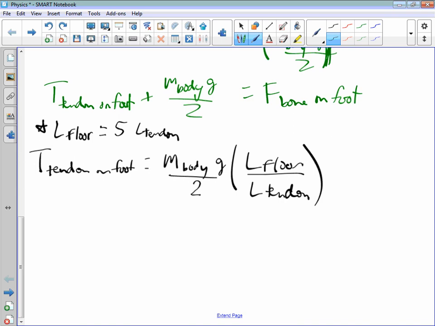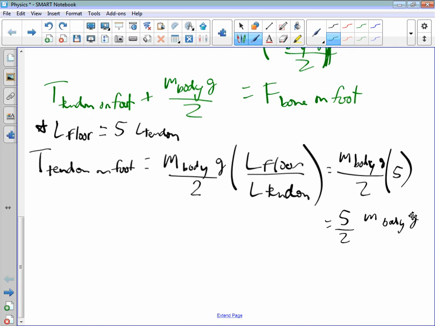What that means is this term, or I don't even know what you call it, this ratio is equivalent to 5 to 1. Floor is 5 times larger than the tendon. So we could say it's the mass of the body times g over 2 multiplied by 5. You can also say it would be equivalent to 5/2 of mass of body times g.